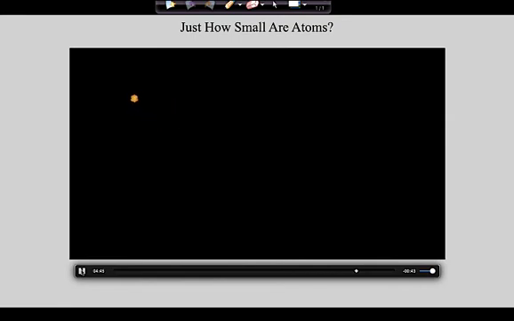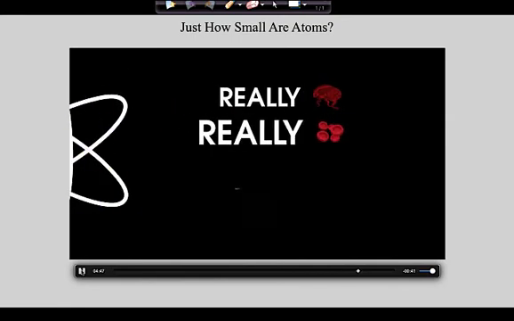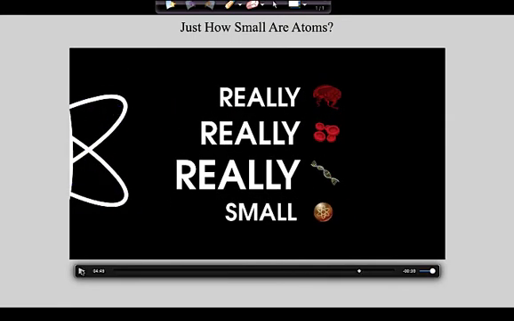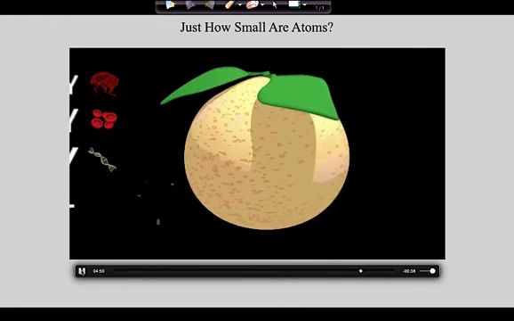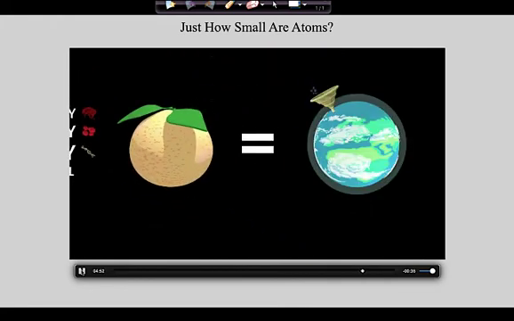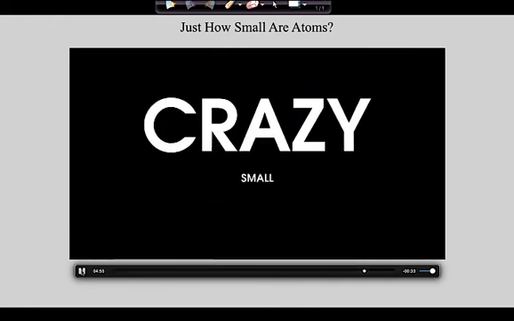Okay, let's review. The atom is really, really, really small. You sold on this? How big is the atom? So small that if you could take the atoms in a grapefruit and blow them up to the size of a blueberry, the grapefruit would expand to the size of the earth. That gives you a sense of how small they are. Think atoms in a grapefruit, like blueberries in the earth. The nucleus is crazy small.